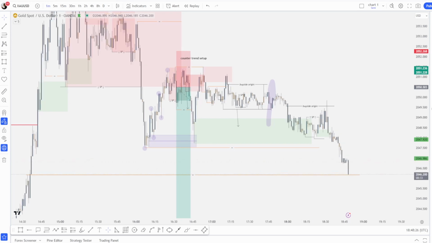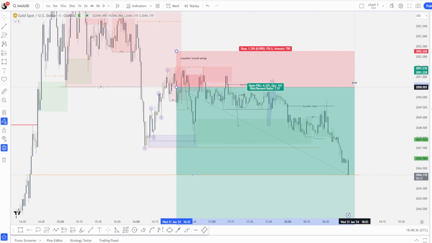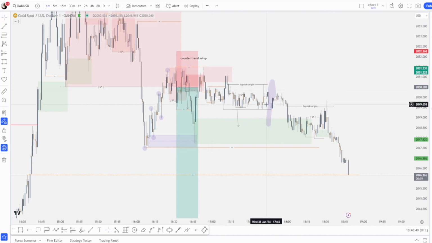Right guys, so that's the target right here, just about hit. We're going to call it quits here on this gold trade right there. Again, another great example of the same system being deployed with the liquidity and structural understanding. This is a counter trend move, therefore it needs to be used with less risk and the targets need to be more conservative.